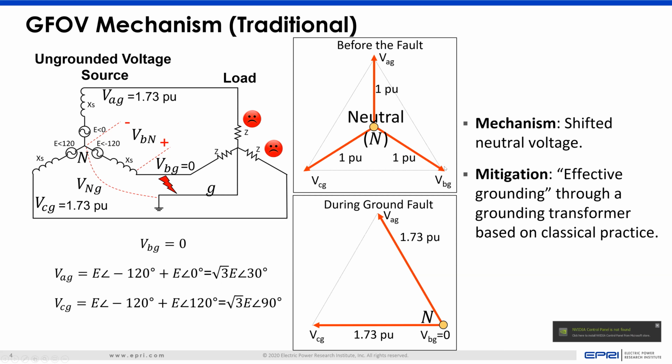Before the fault, you have a set of balanced phasors. When the fault happens, the neutral point shifts towards the faulted phase, and therefore the phase-to-ground voltage on unfaulted phases increases to 1.73. This is with the traditional system. The mechanism for overvoltage is shifted neutral, and the mitigation is effective grounding. Basically, it's a way of designing a power system to limit the amount of neutral shift such that the overvoltage on the unfaulted phases remains within reasonable limits.